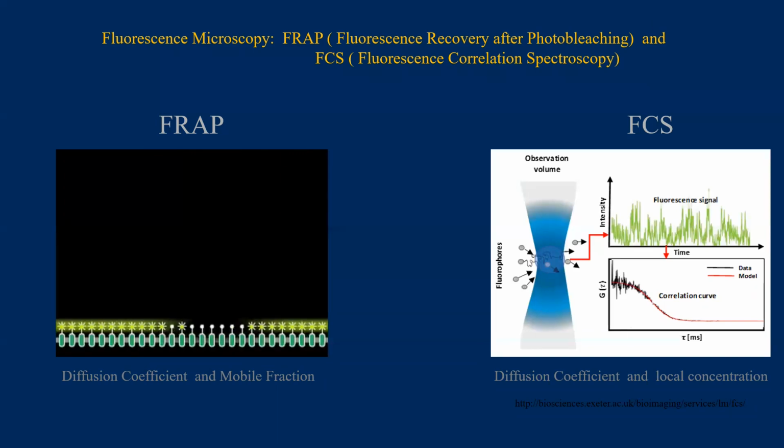Those membrane proteins that are not anchored, and therefore can diffuse in the plane of the membrane, quickly exchange places with their neighbors and fill back in the bleached area. From the rate of this fluorescence recovery, the diffusion constant of the protein can be calculated.